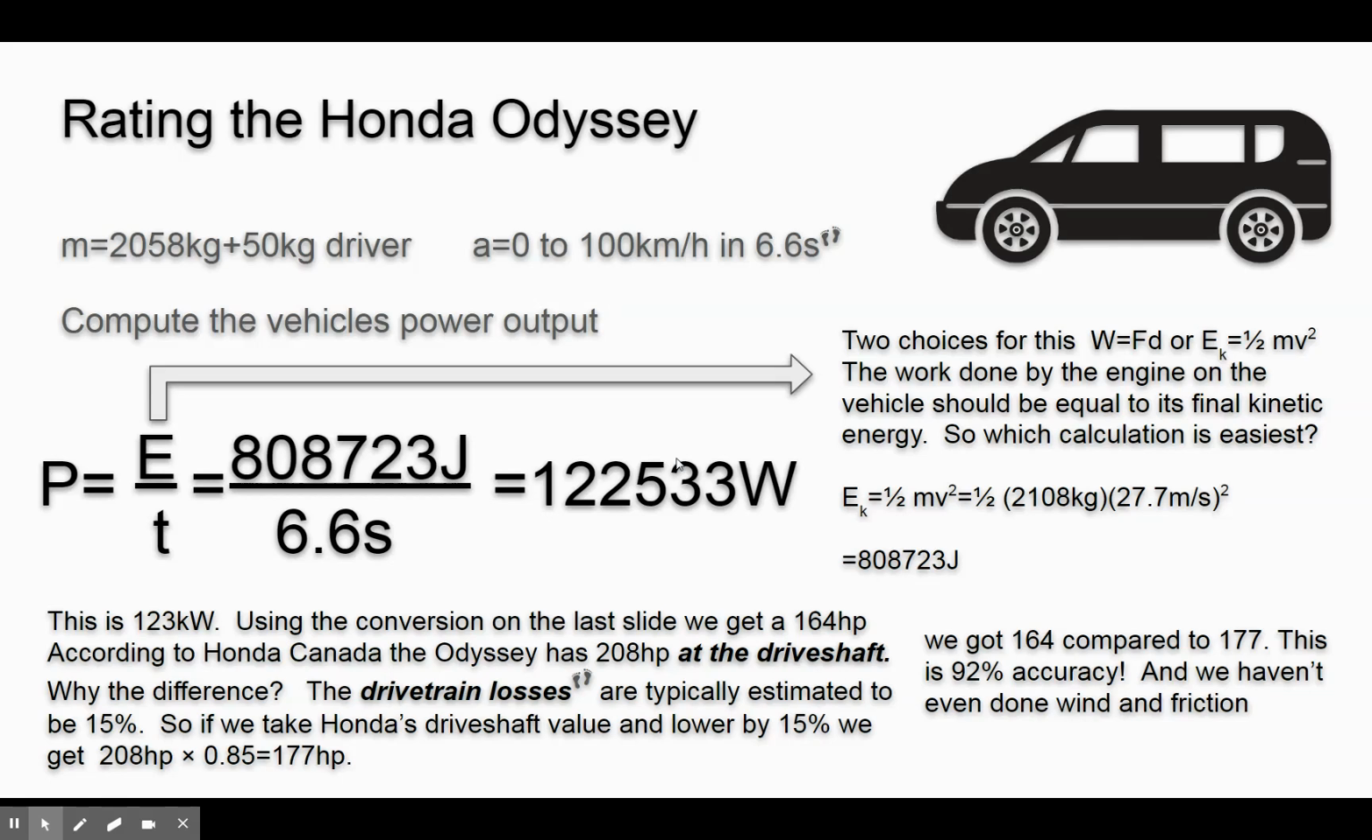But when I look up the Honda Odyssey, it says it's 208 horsepower. So, whoa, are they ripping us off? That's a fair difference. So, who's correct? Honda advertising 208 horsepower or our calculation from observed behavior of 164? Well, the question is, where was the horsepower measured?